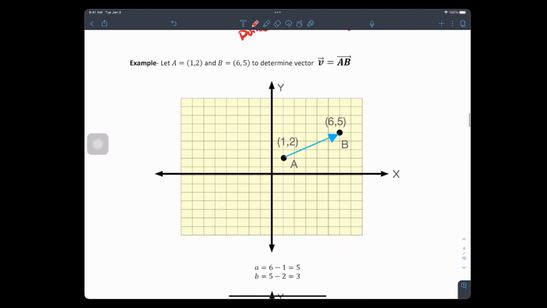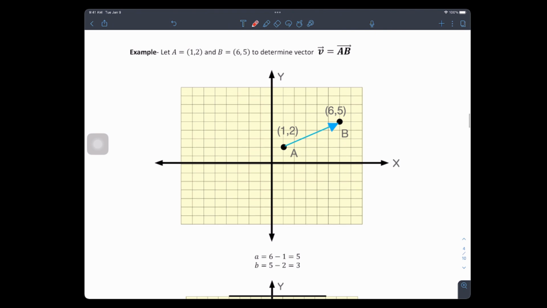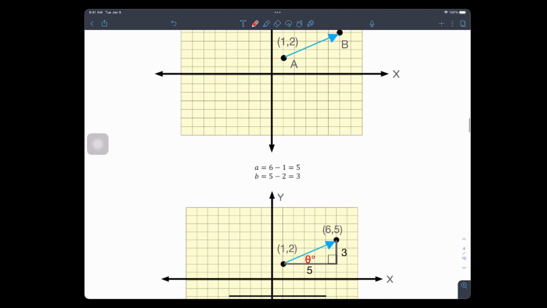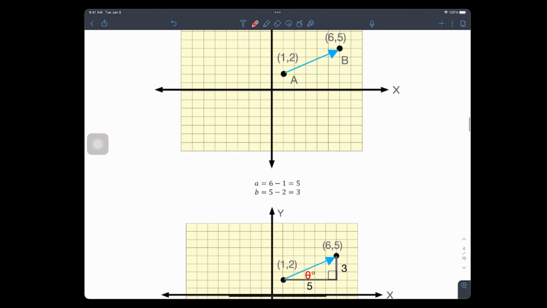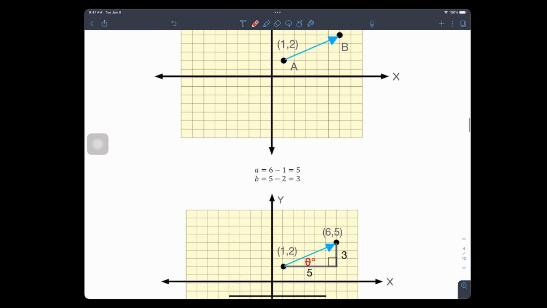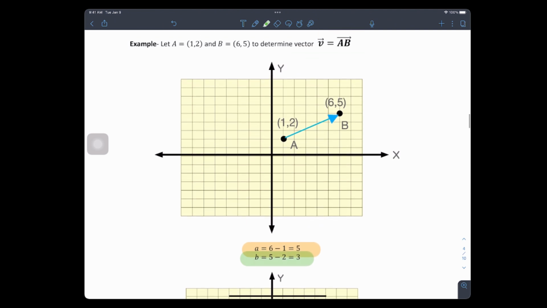Okay, so let's look at an example again, that first example that we're talking about here, right? You say, okay, A is (1, 2), B is (6, 5). They want us to determine the vector V. Well, what do they mean by determine that? Let's get the component form. Okay, so you're going to take the x values. What's the difference? You're going to take the y values. What is the difference? So remember, you have to really know those numbers. Here's my first point. Here's my second point.